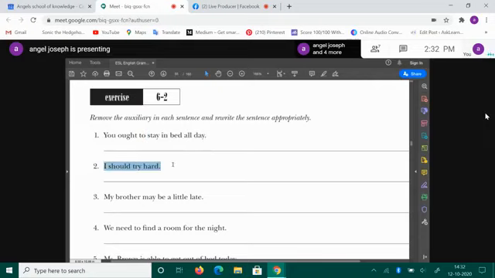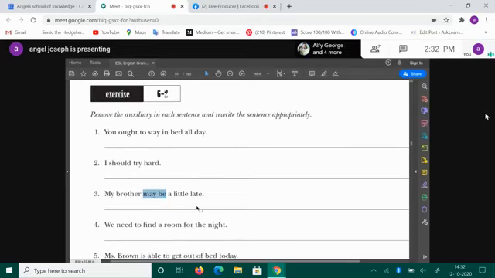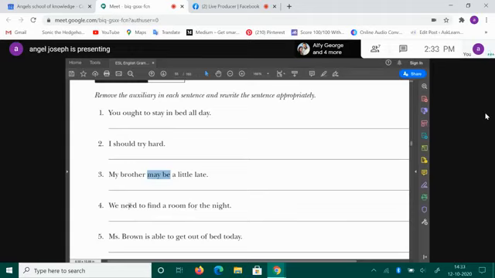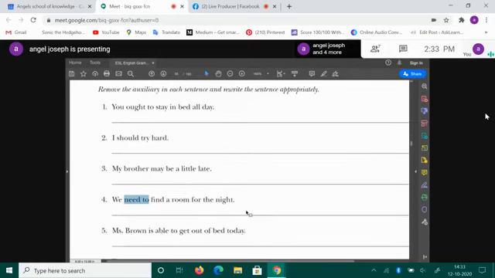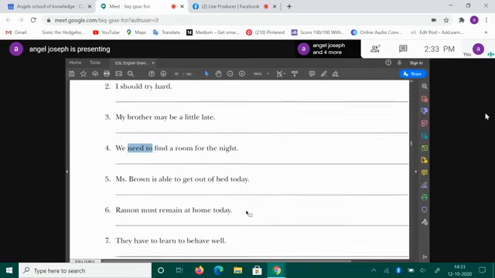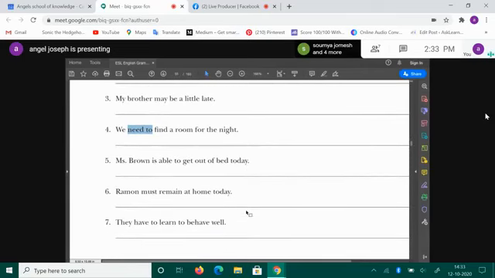Okay, I should try hard. I try hard. Okay. My brother may be a little late. My brother little late, right? Chalo, use the word is. Try and use is. My brother is a little late. Okay. Fourth one, we need to find a room for the night. Need, we have to remove this. So what will it become? We find a room for the night. Now this exercise is kind of, I would say, kind of a stupid exercise, not that great. So I'm just running through it, don't worry, okay?